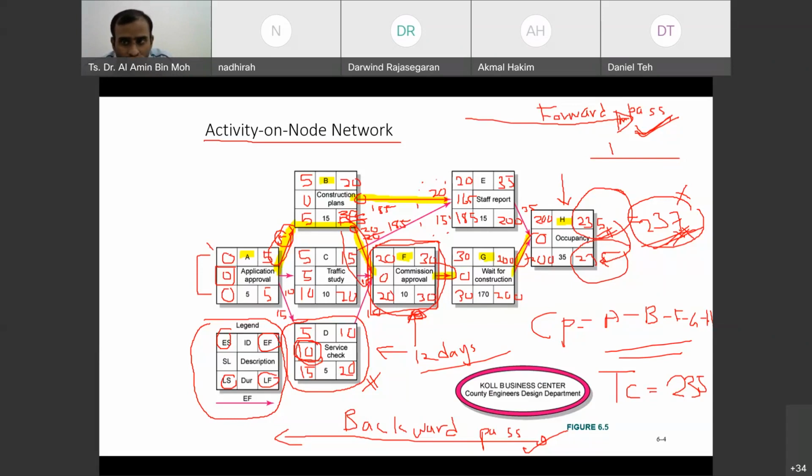Sorry, doctor, I want to ask about the assignment. The doctor talked about the assignment on the last pages of the slide in the video, right? The last page of this slide. Okay, what is the slide all about? It is about activity on nodes networks.